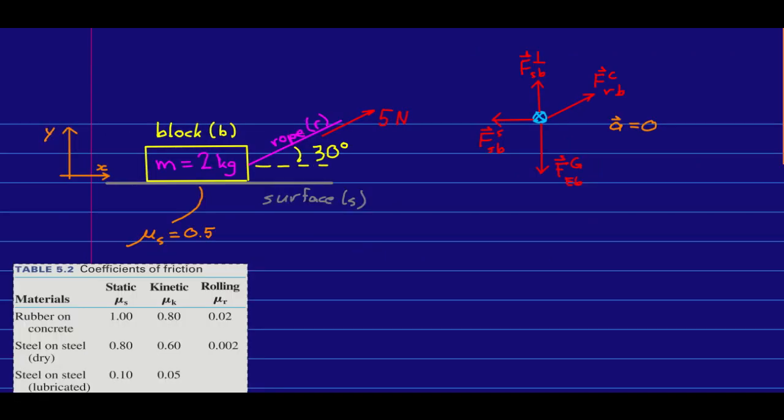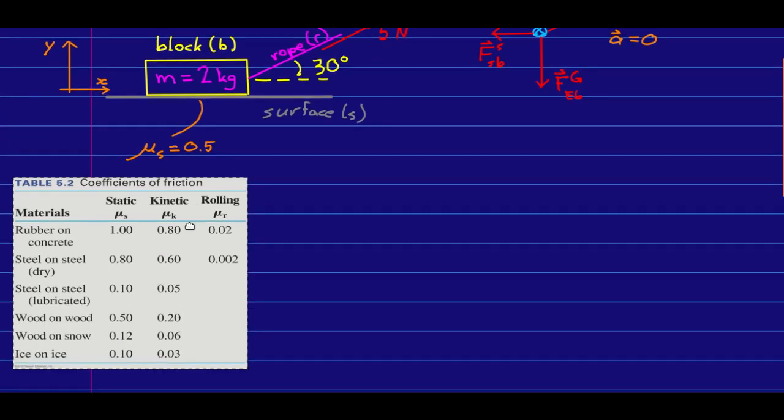Let's work a quick example to see some of these ideas. So here's a block on a surface being pulled by a rope, and the rope is at an angle above the horizontal, and it is not accelerating. So the free body diagram would look like this. Here's this force of static friction, and I'm going to say we know the coefficient of static friction.